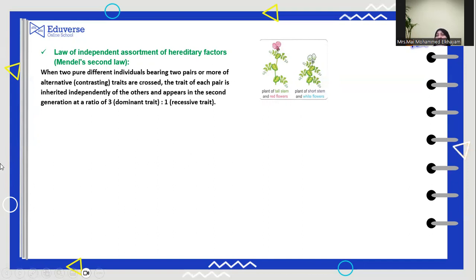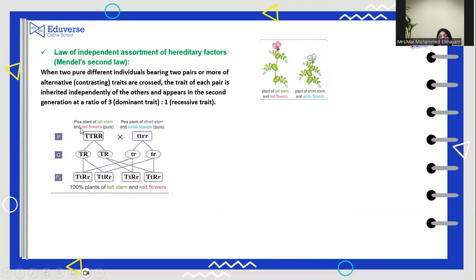So he was thinking about the dominant trait. If I'm talking about red flowers and white flowers, the dominant is red while the recessive is white. And the dominant is tall, and the recessive is short stem. So do all the dominant red factors go with the dominant tall stems always? No, they are inherited independently. But let's see that.